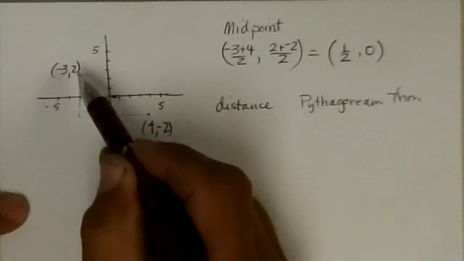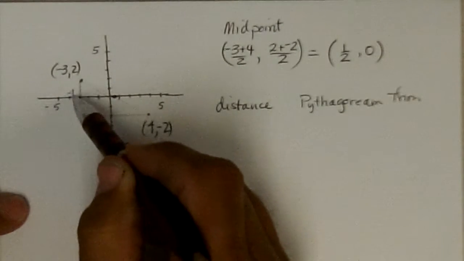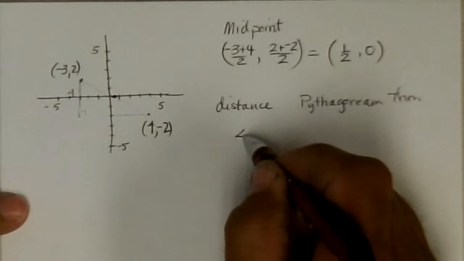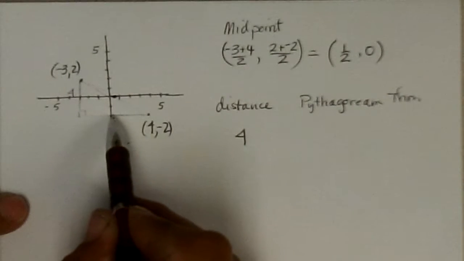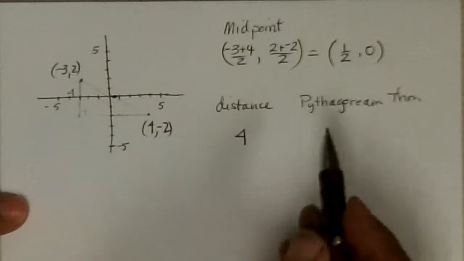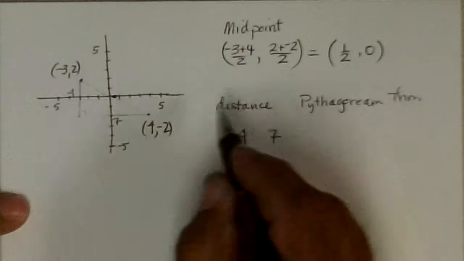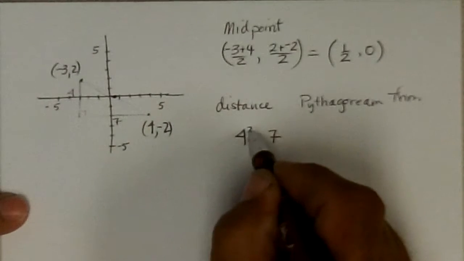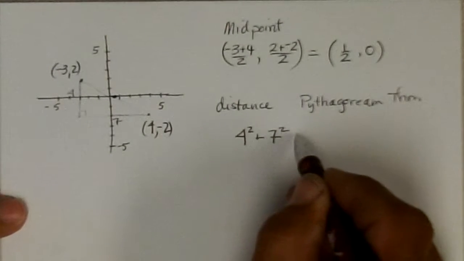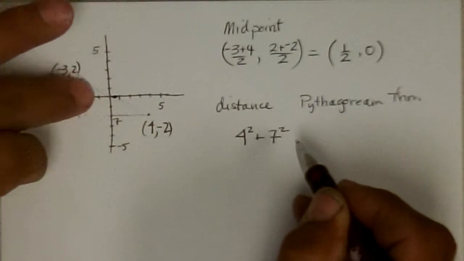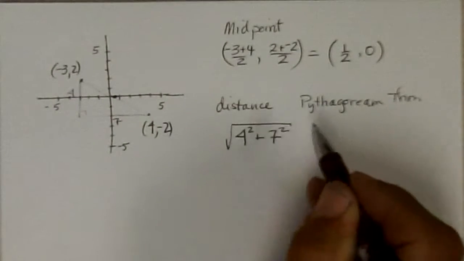leg is. Well, it was at a height of 2, goes down to a height of -2, so that side is 4 units long. And the other leg, it goes from -3 to +4, so that's 7 units long. And if I take the length of a leg and square it, plus the length of the other leg and square it, that would give me the hypotenuse squared, which is, the hypotenuse is the distance between them. So if I take the square root, I get the distance between them.